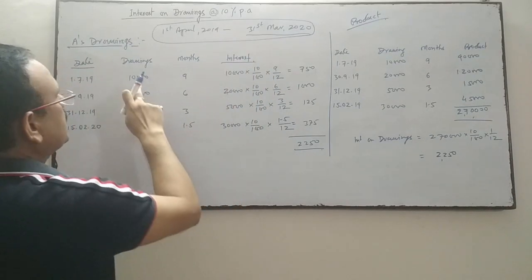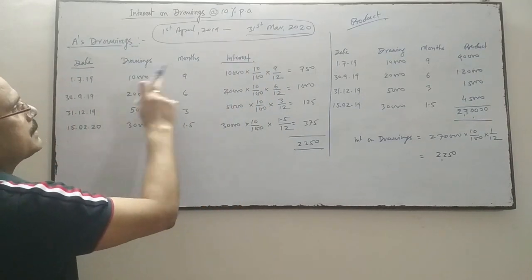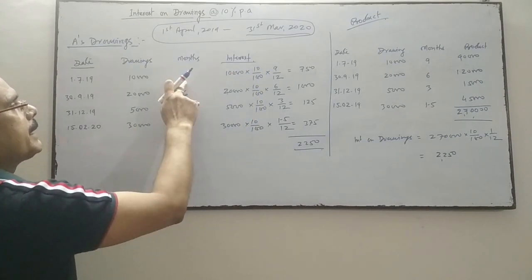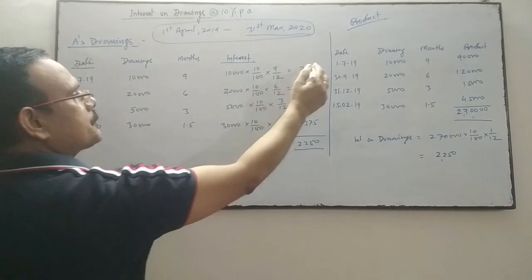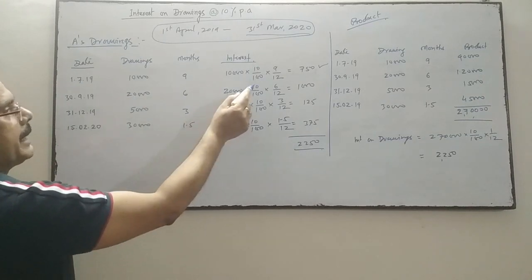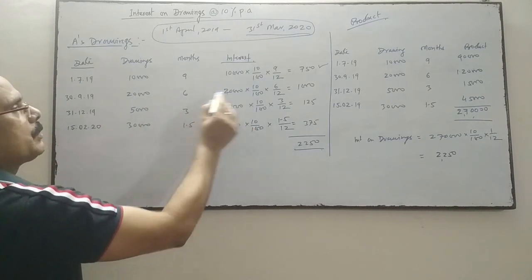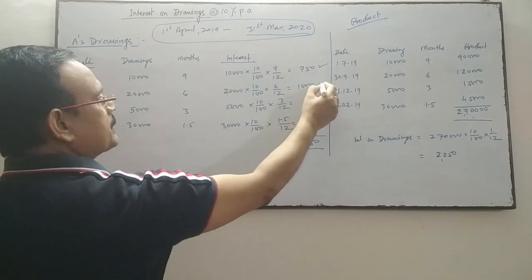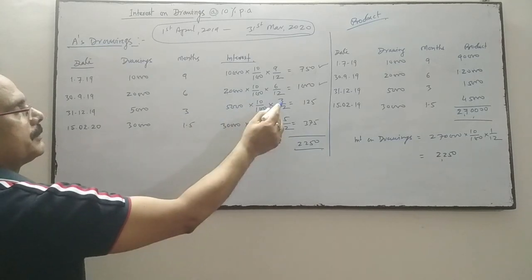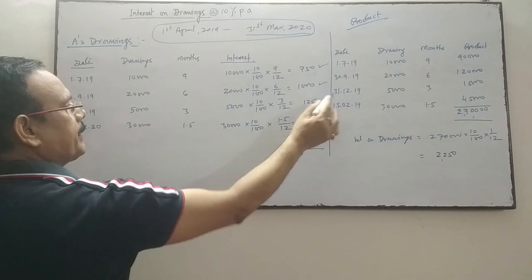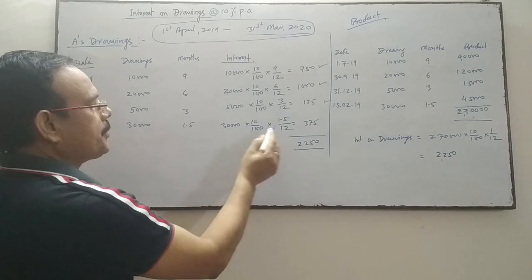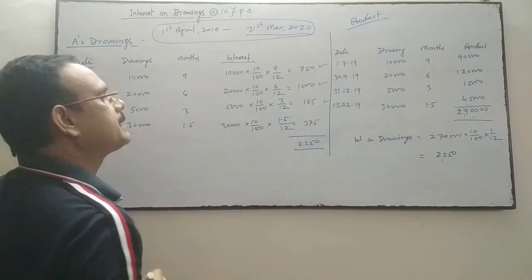Now I'm going to calculate the interest of the separate drawing. 10,000 is the amount of drawing, rate of interest is 10%, and interest will be calculated for 9 months, 9 upon 12. So interest is 750. Second drawing is 20,000, 10 by 100 is the rate of interest, and this will be calculated for 6 months, 6 by 12, it is 1,000. Third drawing is 5,000, rate of interest into 3 upon 12, 3 months, 125. Then 30,000 is the drawing, rate of interest is this, into 1.5 months. So 1.5 upon 12, 375.